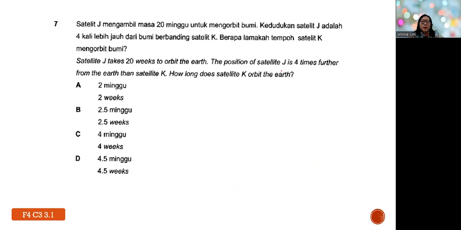Number 7, satellite J takes 20 weeks to orbit the Earth, and the position of satellite J is 4 times further from the Earth than satellite K. How does satellite K orbit the Earth? This idea is under Kepler's third law, where T squared is directly proportional to R cubed, and hence you will have the equation T1 squared over T2 squared equals R1 cubed over R2 cubed.